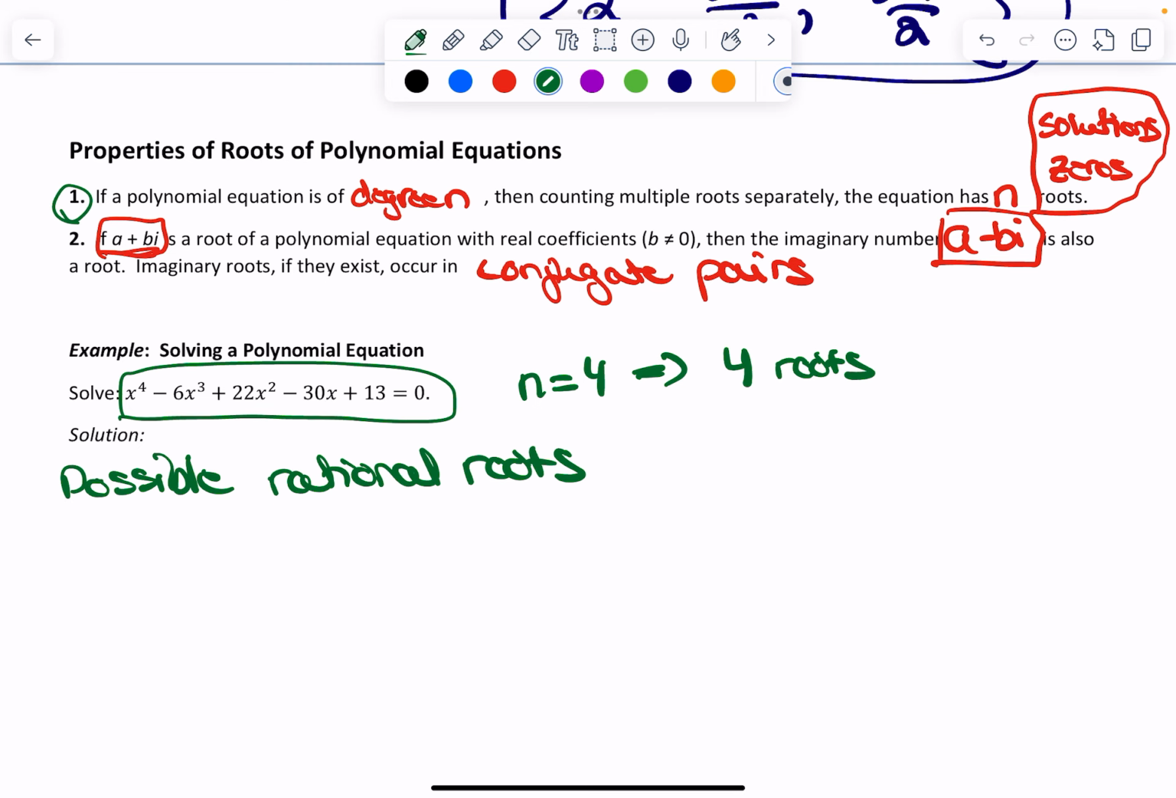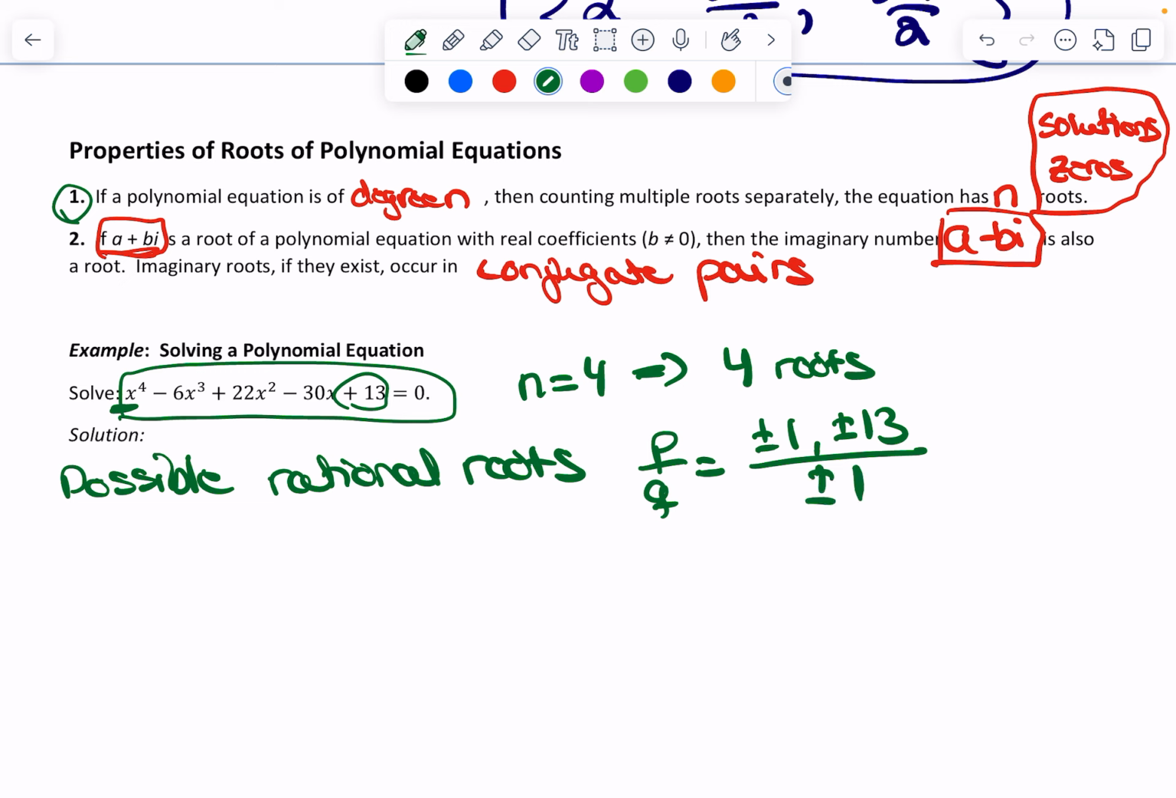P over Q, and P is, or are, the factors of the constant. So 13, so positive and negative 1 and positive and negative 13. We divide that by the leading coefficient, which in this case is 1, so positive and negative 1. So when we do the division, our possible rational roots are positive and negative 1, positive and negative 13.